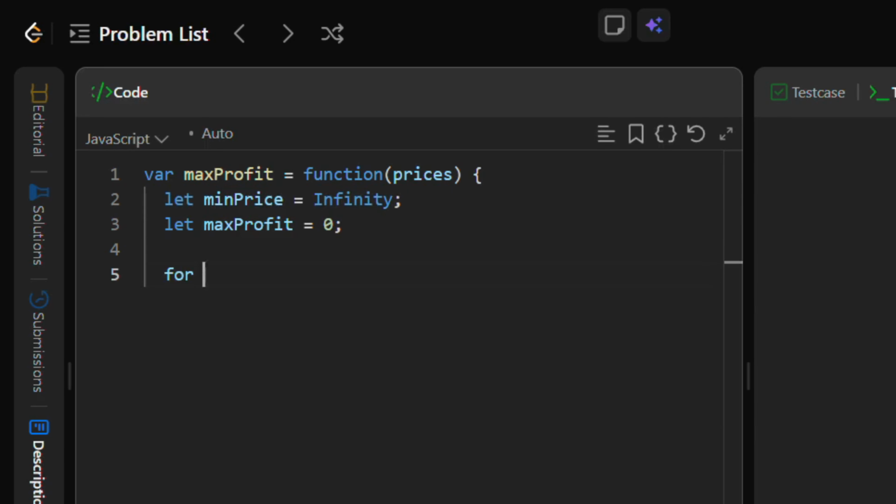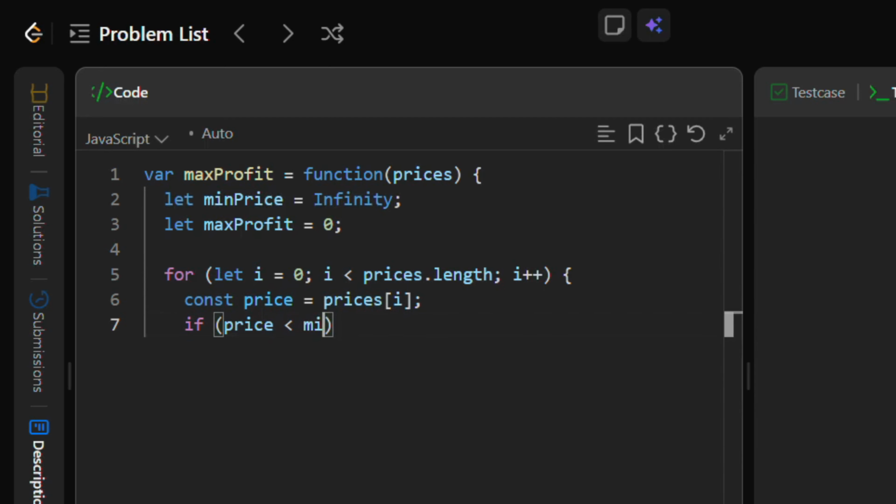Now we loop through the prices array. Inside the loop, we store the current day's price in a variable called price. If the current price is smaller than minPrice, we update minPrice to this new lower price, because that's a better day to buy.